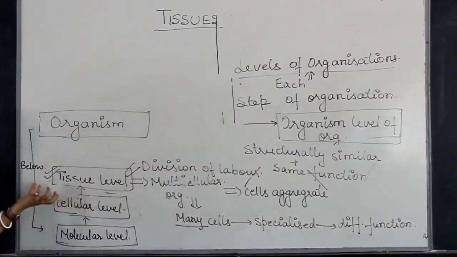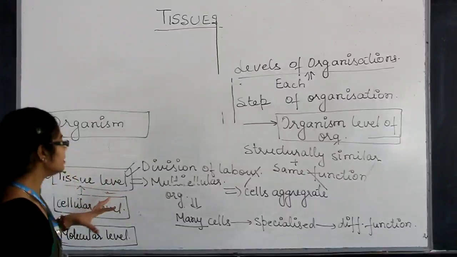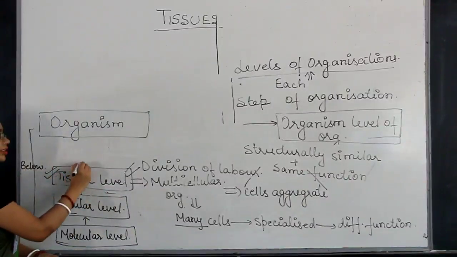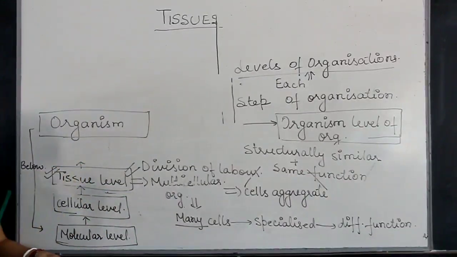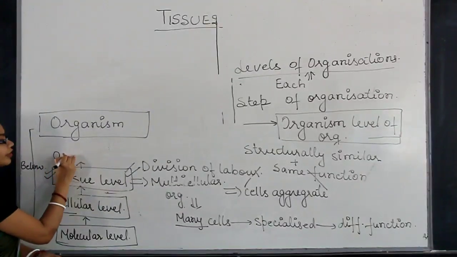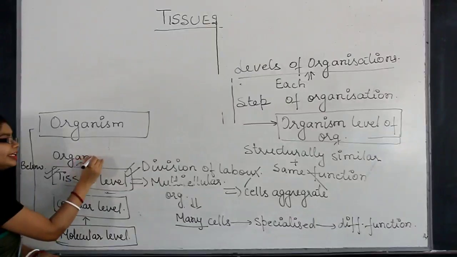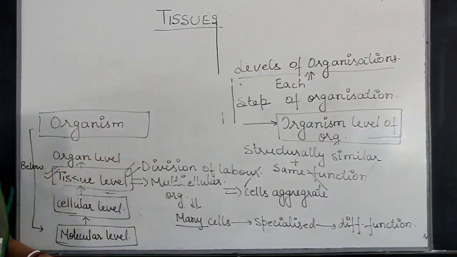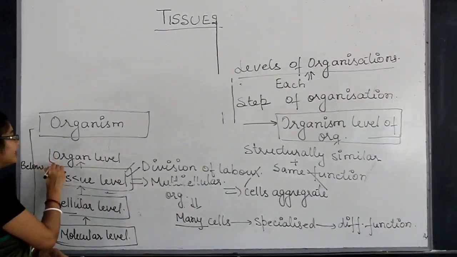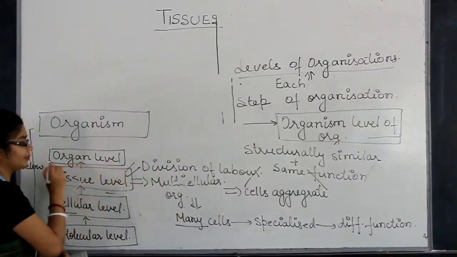Now some dissimilar cells aggregate together, but since they perform the same function, they lead to the next level of organization, called the organ level of organization. So the next level we have is the organ level of organization.